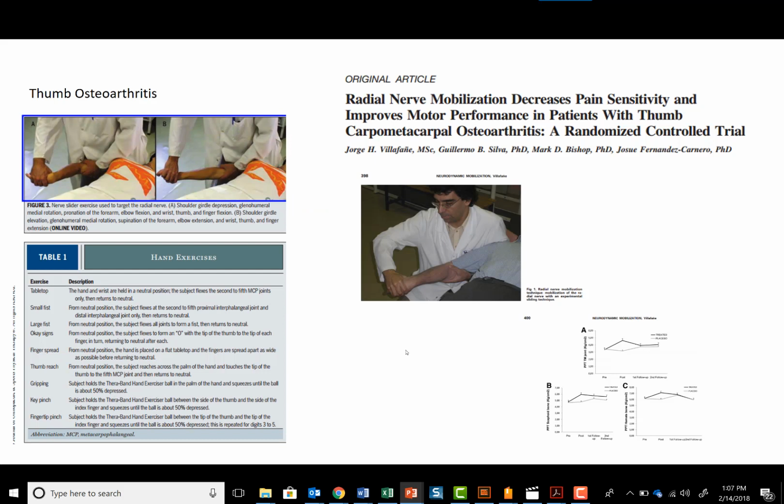This is another study, same author, I believe, looking at radial nerve mobilizations, decreasing sensitivity and motor performance in patients with thumb carpometacarpal osteoarthritis. They did these radial nerve mobilizations, and then they gave them some exercises. So remember the tendon gliding, the tabletop, the small fist, large fist. They had to move into an OK sign, spread the fingers, thumb reach, gripping exercises, key pinch, strengthening exercises. And that seemed to help reduce patients' symptoms. Up in this corner, you can see them doing the radial nerve mobilizations, which you've learned.